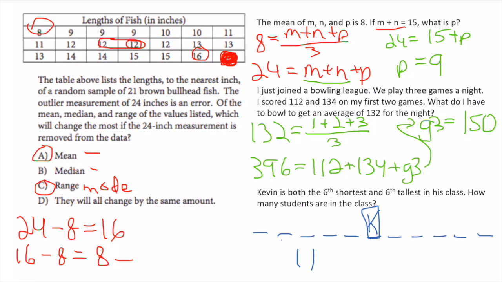He lies directly in the middle. Also note that 6 plus 6 is 12, and I just subtracted 1 from it. So if this was the 8th shortest and 8th tallest, I can go 8 plus 8 minus 1, and there would be 15 kids in the class.